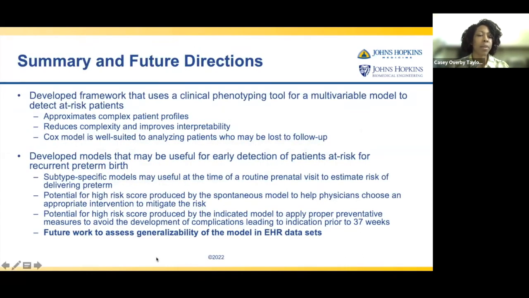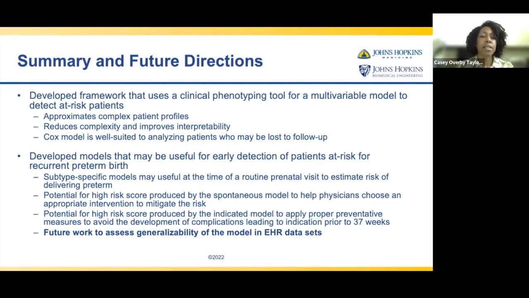So overall, this work developed a framework that uses a clinical phenotyping tool for a multivariable model to detect at-risk patients. By doing this, we're approximating complex patient profiles, and it reduces the complexity and improves interpretability. So just looking at the factors that increase risk, you're able to clearly understand what's contributing to risk. And the Cox regression model is well suited to analyze patients who may be lost to follow-up, which can happen in real world practice of patient care.